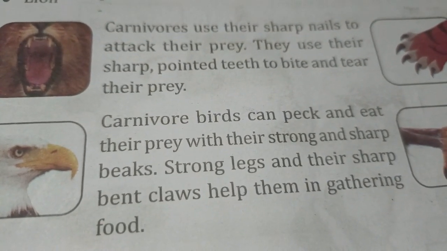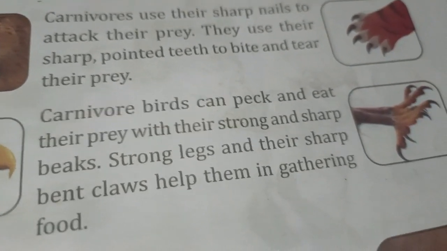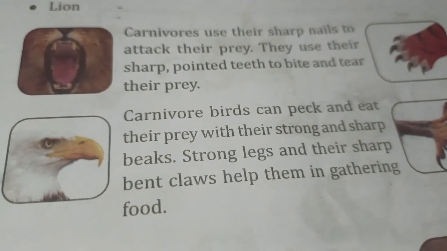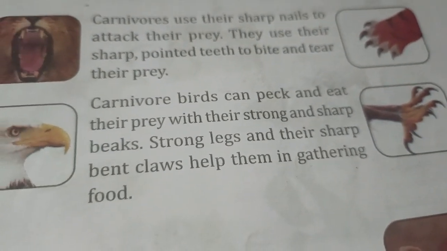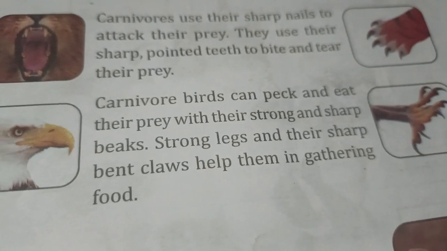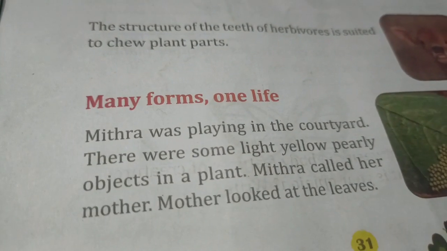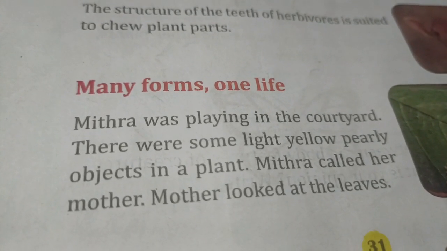Carnivore birds can peck and eat their prey with their strong and sharp beaks. Strong legs and their sharp bent claws help them in gathering food. Many forms one life. Mitra was playing in the courtyard. There were some light yellow pearly objects in a plant.